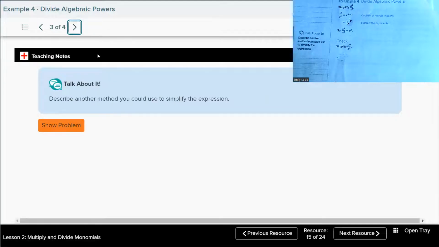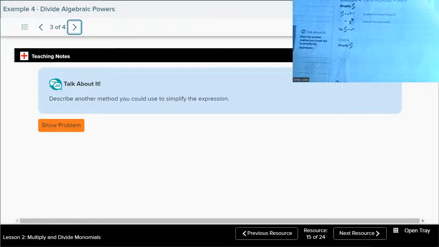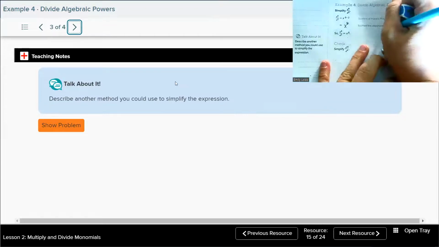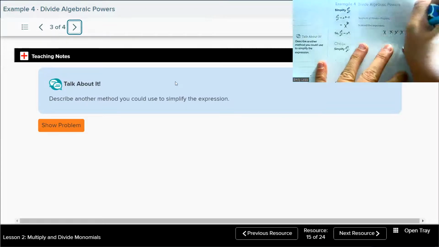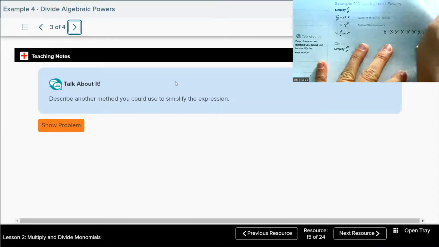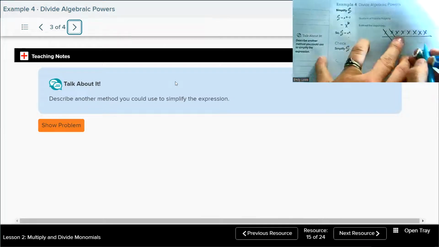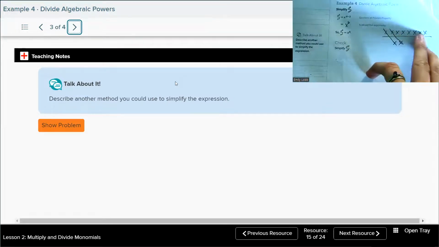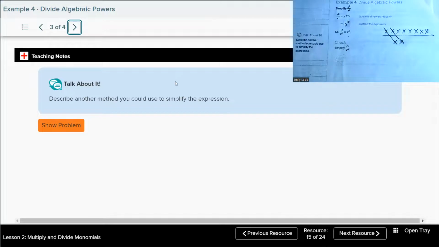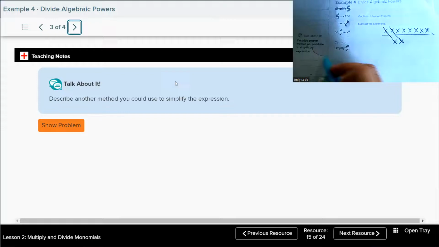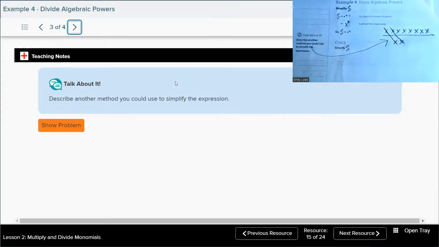So here is our check. Another method you could use to simplify would be to write it out, right? We could have written out 1, 2, 3, 4, 5, 6, 7, 8 divided by 1, 2, and it cancels out, and then we add them up. There's 1, 2, 3, 4, 5, 6 left. That's another method. So describe another method. I'm just going to draw my little arrow over here. There it is. All right, here is your check.